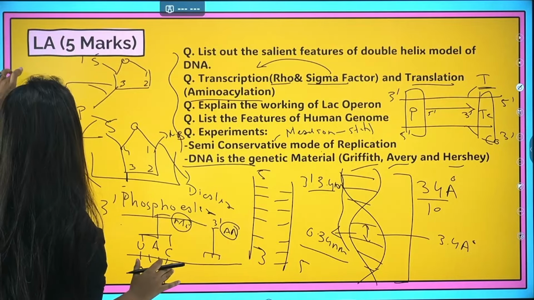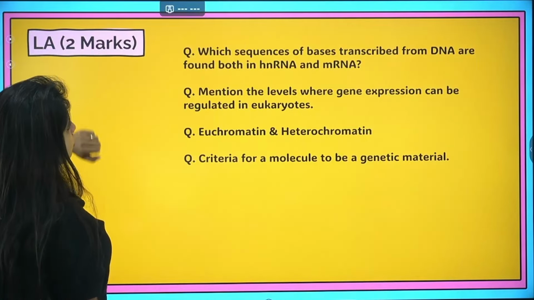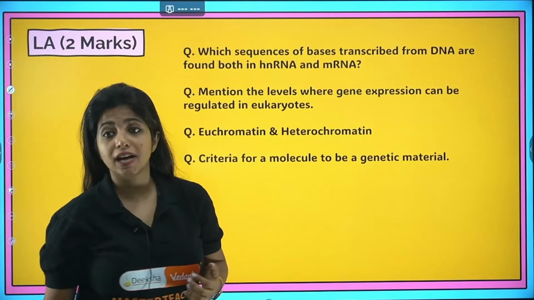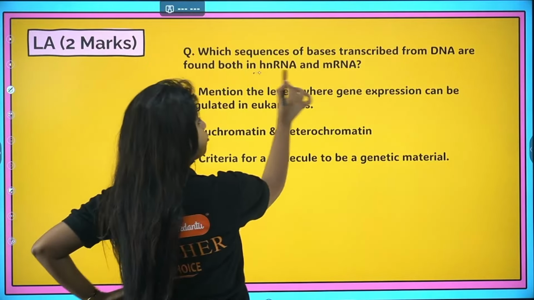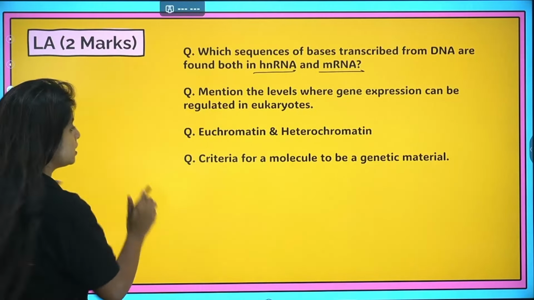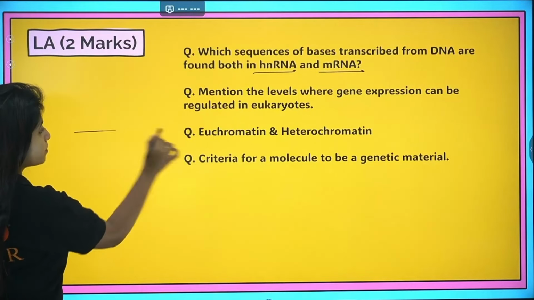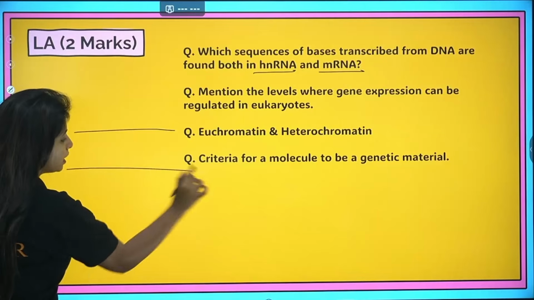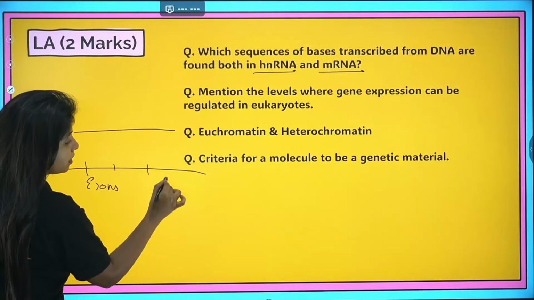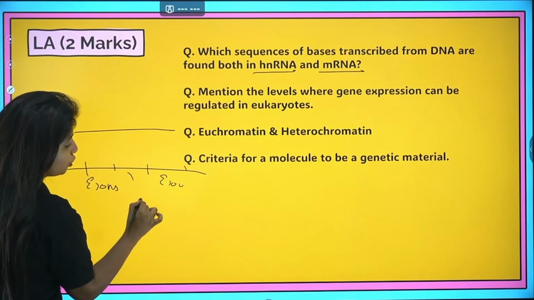Now going ahead with the next thing. The 2-marker question: which sequence of bases transcribed from DNA are found both in hnRNA and mRNA? hnRNA is heterogeneous nuclear RNA. mRNA is the processed mature RNA. So basically, whenever transcription is happening from the DNA, I get an RNA. This RNA will be having regions that are going to code for proteins. This RNA is also going to have regions which do not code for anything.